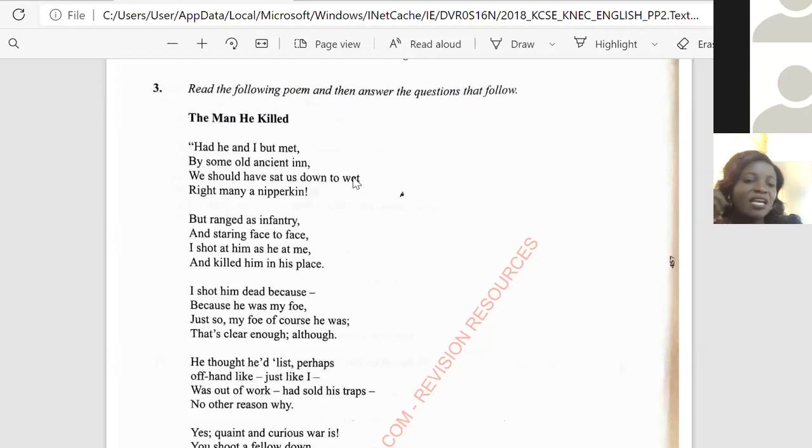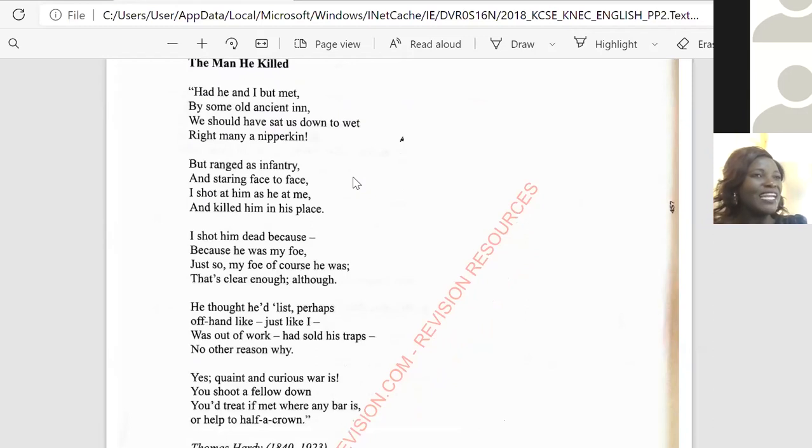Although, maybe this guy that I killed thought he'd enlist, you know, list is enlisting, going and saying that I want to fight in this war. Perhaps offhand, like me. He says he enrolled to fight in this war in a very casual way. He just sold his traps, means that he's a what? A hunter, right? Who has traps? Hunters, right? So he sold his traps and decided to enroll in war.